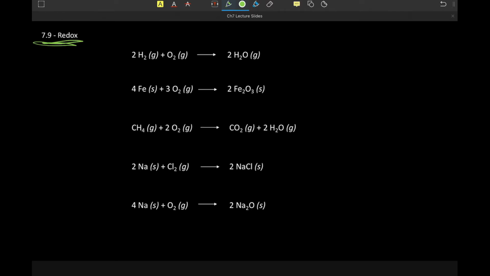And when we say redox, we mean oxidation and reduction, as in both of these things are happening. Your book gives you that little memorization tool that says oxidation is a loss of electrons, so oxidation is a loss of electrons, and reduction is a gain of electrons.